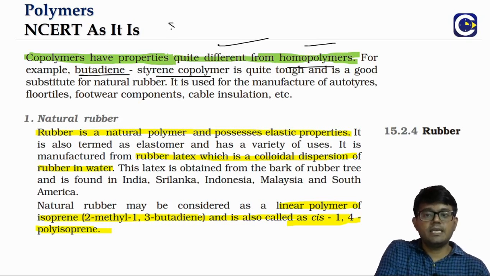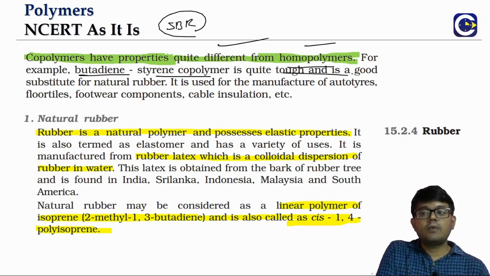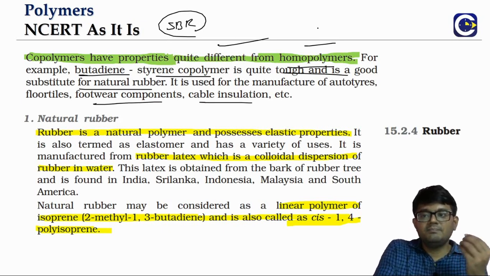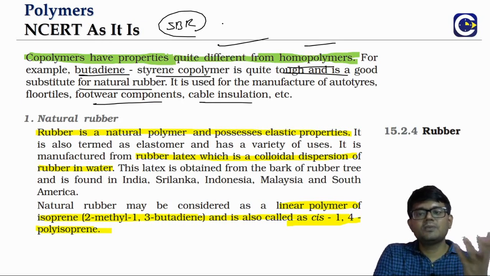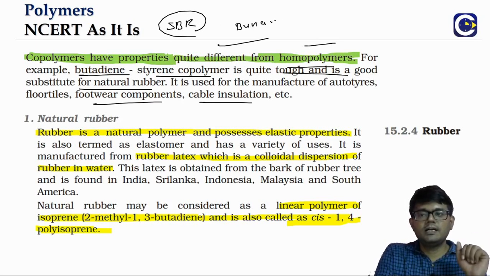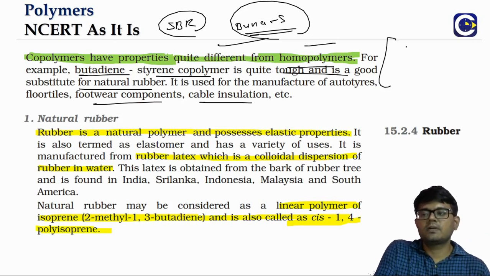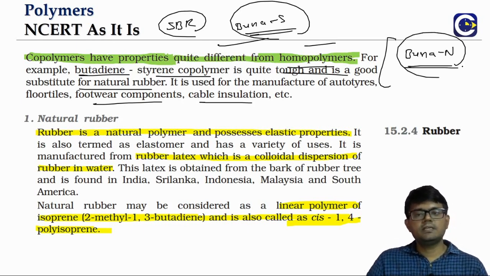So this SBR is quite tough and is a substitute for the natural rubber. Okay, so this is used in footwear components, cable insulation, even the bubble gum, right? The bubble gum also will be using what? BUNA-S. So this is basically a synthetic rubber. Okay, so we'll see a couple more examples of synthetic rubber. BUNA-N. Okay, we'll see some more examples of the synthetic rubbers later.